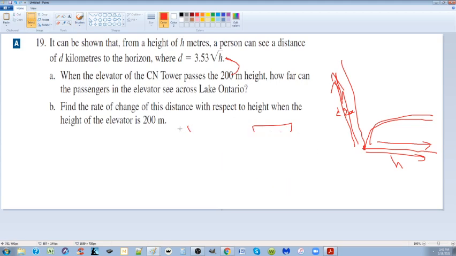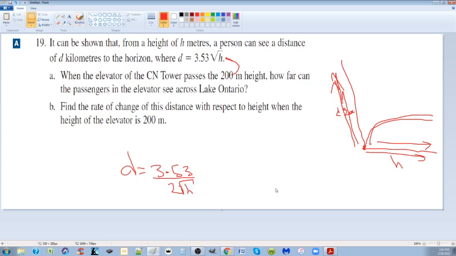If you can't see how I did that quickly, study. Find the rate of change in the distance with respect to the height at precisely 200 meters. So for that, we're going to have to take the derivative. We've got d is equal to 3.53 h to the half. It's important to keep your x as, sorry, h. So this half goes in front, and the exponent becomes negative half, so it essentially goes down here to the square root of h.